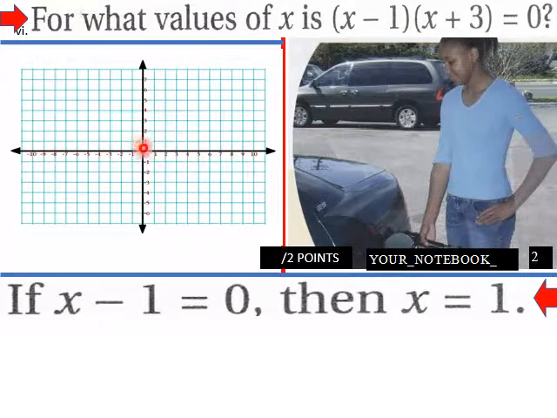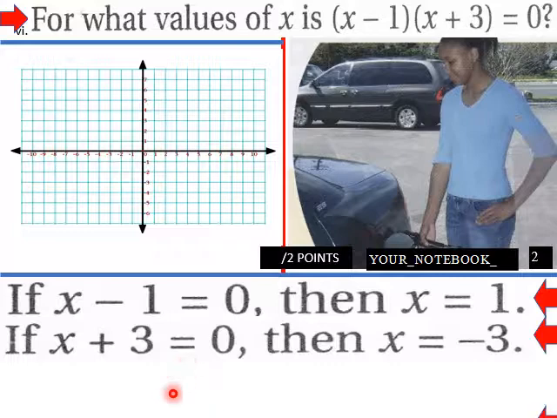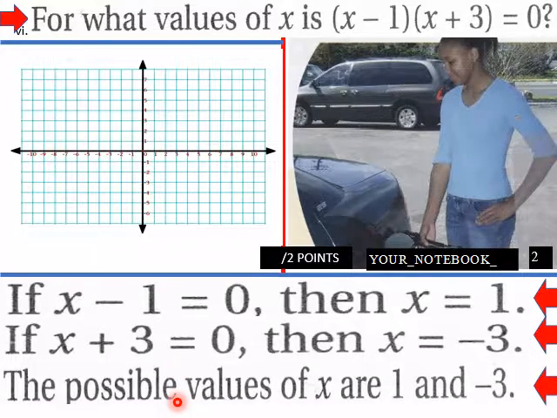So it'll be x squared... let's see, what would it be? Negative 3 when x equals 0. Possible values of x are 1 and negative 3. So here are your solutions, 1 and negative 3.